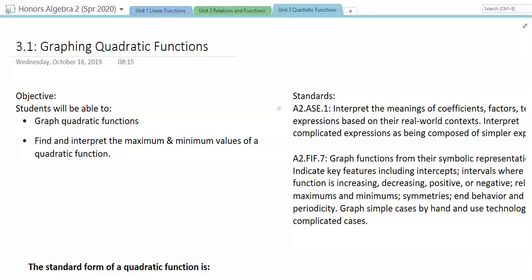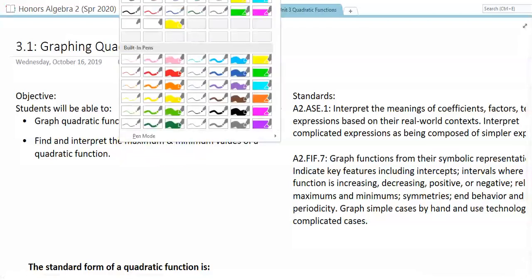And so our objectives today will be to graph quadratic functions and be able to find and interpret the maxes and mins of the quadratic.